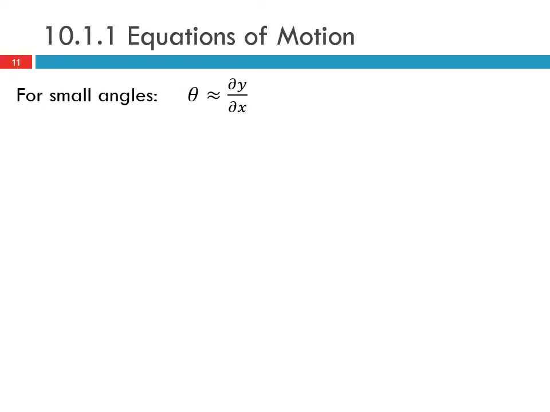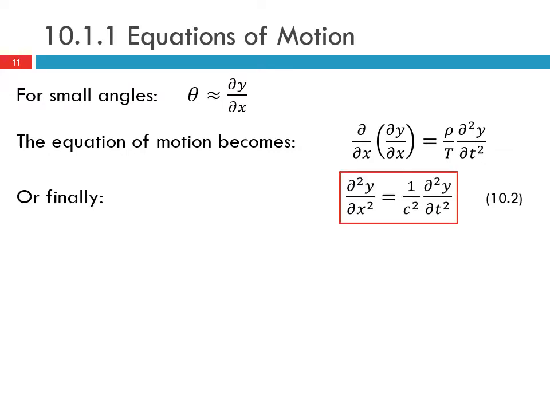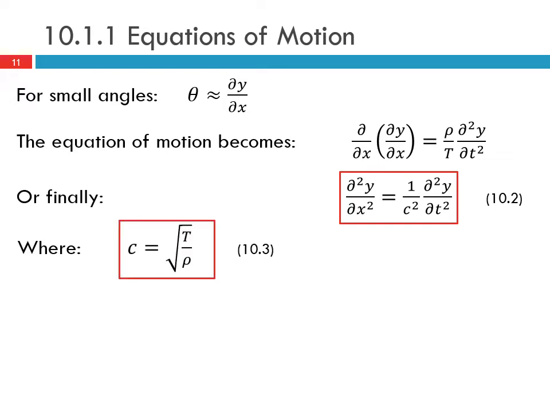And for small angles, we can also say that theta is approximately equal to partial y by partial x, which is just the slope of the element, or the cable at that point. So the equation of motion becomes partial by partial x of partial y by partial x is equal to rho over T partial 2y by partial t squared. Or finally, partial 2y by partial x squared is equal to 1 over c squared partial 2y by partial t squared, where c is defined as the square root of T over rho, where again T is the tension in the cable and rho is the density as a mass per unit length.